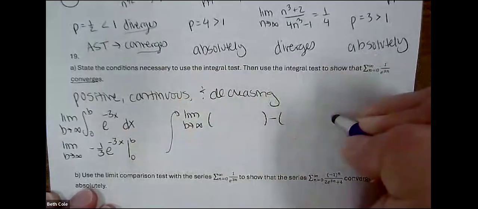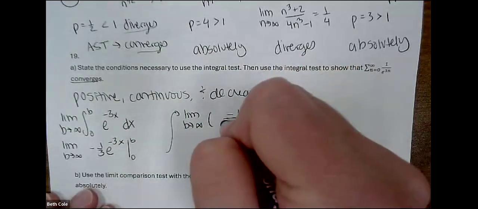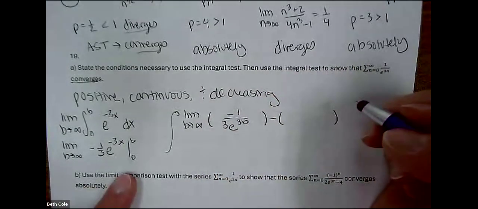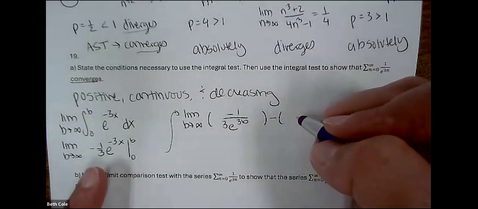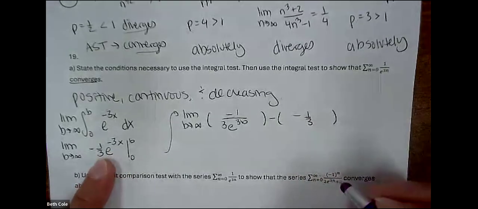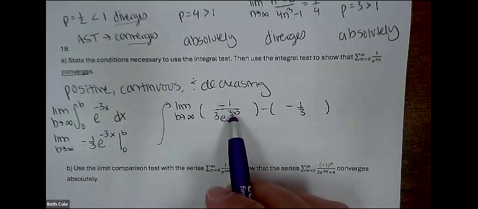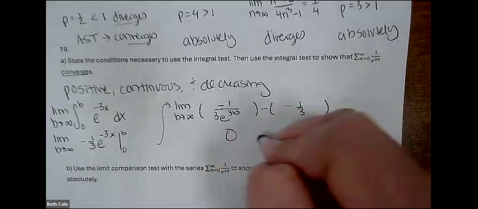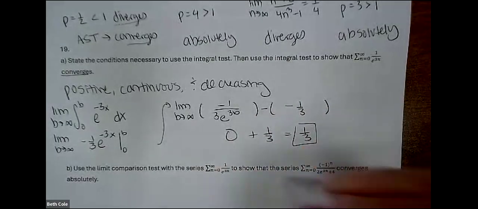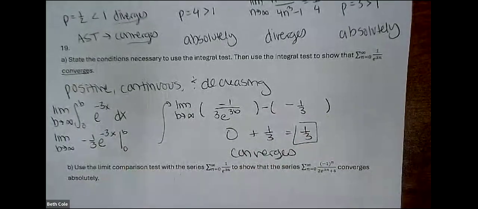I'm going to do upper minus lower. So if I plug in b, this is going to be negative 1 over 3 e to the power 3b. And then if I plug in 0, anything to the 0 power is 1 times negative 1/3 will be negative 1/3. And then if you evaluate the limit, this denominator is going to get super, super huge. So this first part is 0 and then plus 1/3. So since we got an answer, converges. But they told us it converged, so.